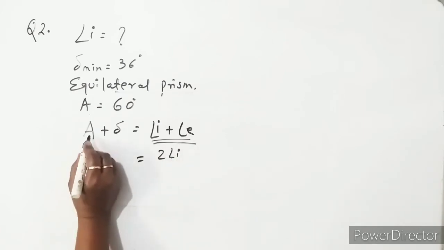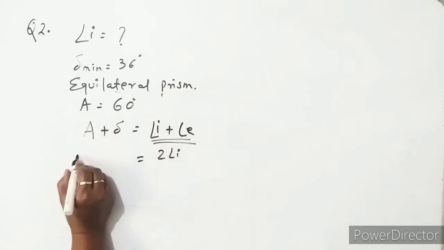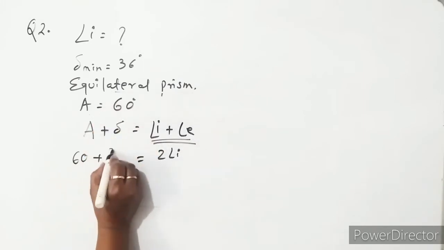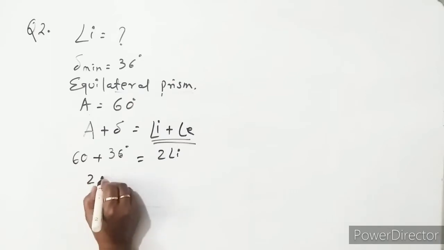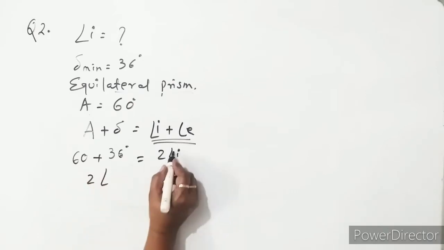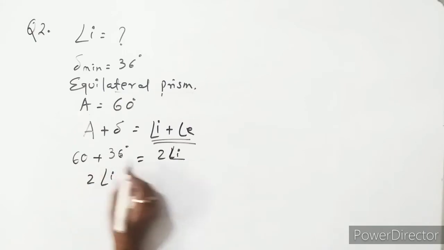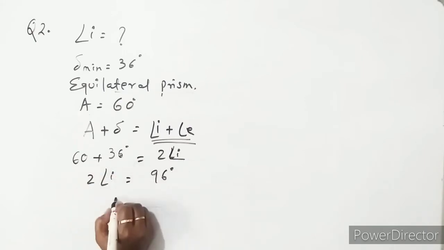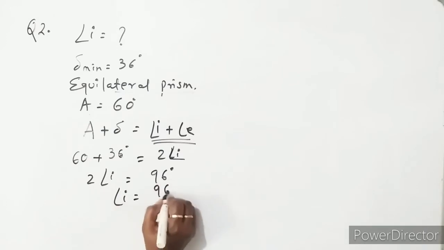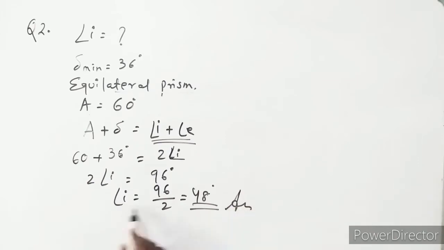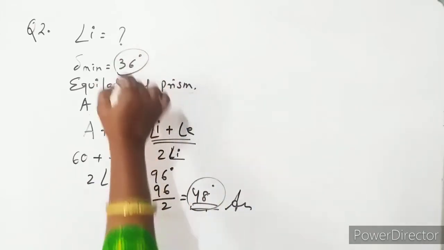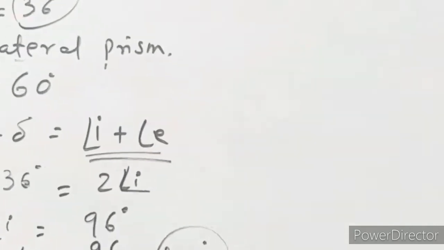Okay, A equal to 60 and delta equal to 36 degree. So 2I is equal to 96 degree. So I equal to 96 by 2, 48 degree. Okay, this one will be the answer here. For 48 degree angle, delta minimum equal to 36 degree.